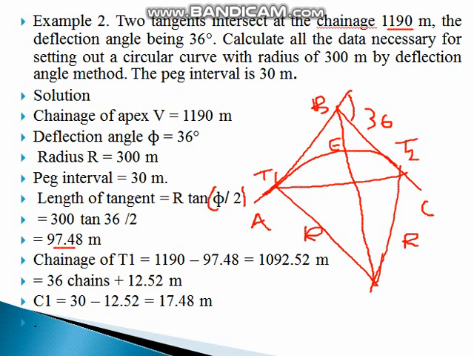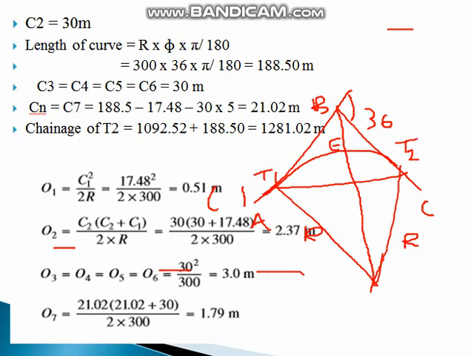Then the chainage of T1. The intersection point is given, you have to find out the length BT1. We know that the chainage of T1 is the point of intersection minus the tangent length. The point of intersection is 1190, minus the tangent length 97.48. So you get the chainage of T1 as 1092.52. So this is 1092. So what is the chainage of T2? You can see here, the chainage of T2 is written.